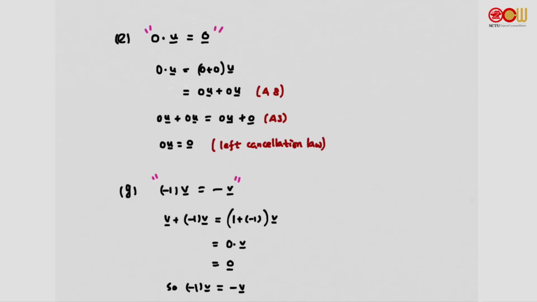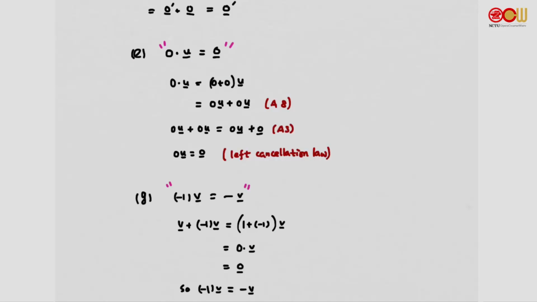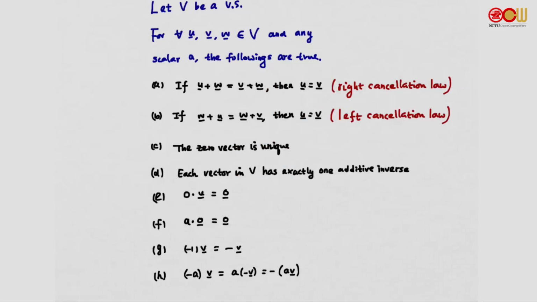So this is the additive inverse of v. And why can we conclude that this is the additive inverse of v? Why is it not another vector? Because d says each vector in V has exactly one additive inverse. So if we have shown d, that means there's only one vector that, when we sum it with v, is equal to the zero vector, and this additive inverse is unique. So this vector must be the additive inverse. The proofs for the other items are left as exercises.